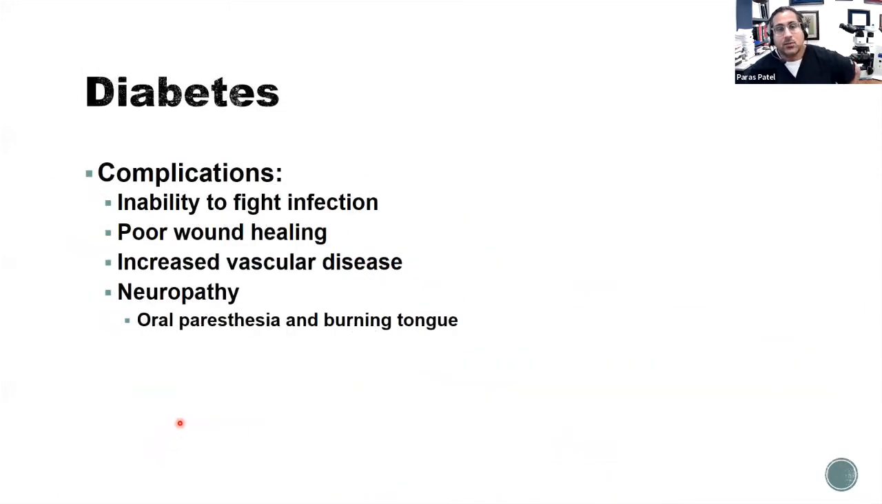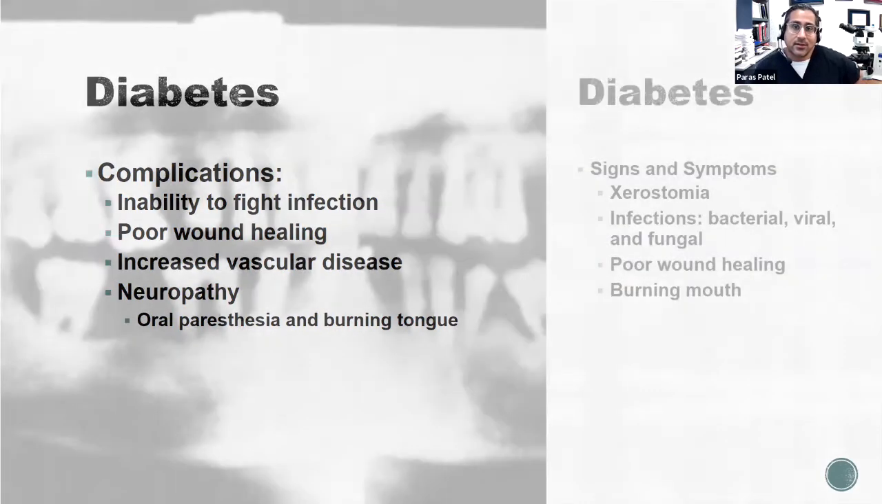So the complications we can see are a result of the inability to fight infection, poor wound healing, increased vascular disease, and neuropathy. And that neuropathy can result in this oral paresthesia and burning tongue. Okay, so with Miss DeVille, that could very well be the case. She's just not diagnosed as a diabetic.